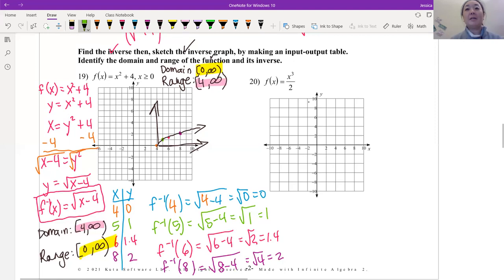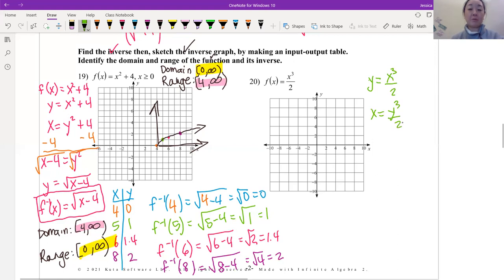All right, let's try number 20. After this, we only have 4 more problems, so it's not terrible. Let's take a look here. So we're going to find the inverse. I'm going to change this to y is equal to x cubed over 2. I'm going to switch the x and the y, Freaky Friday.